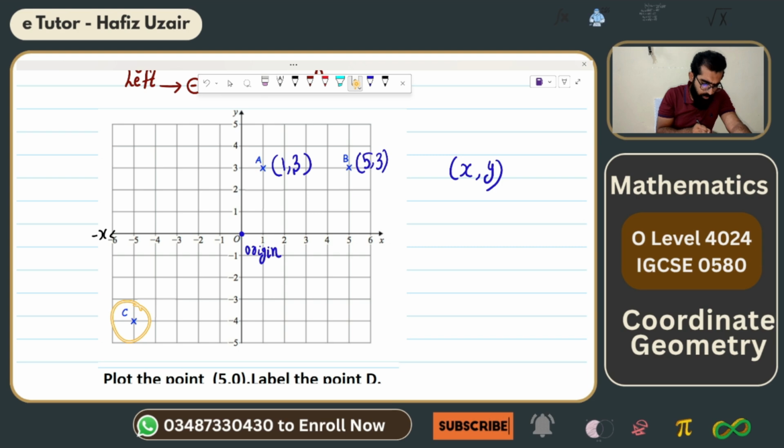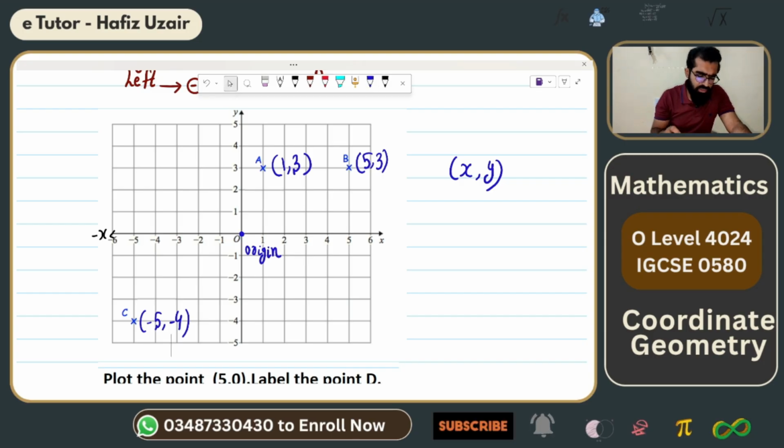Okay, can you guess the coordinates for this point C? To reach point C, I need to move 1 2 3 4 5 units towards the left side on the x-axis. So the x coordinate will be -5. And what is the value of the y coordinate? 1 2 3 4, and I need to move 4 units down. So the coordinate for this point will be -5 comma -4. This is the first type of question that you may have in the paper.